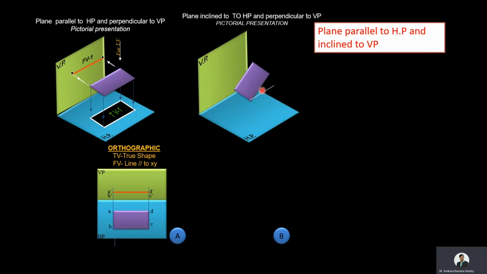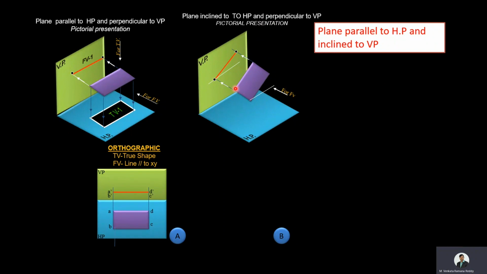That is, this plane is making an angle theta degrees to the HP. Then from four corners, say A, B, C, D, draw projectors towards the vertical plane. With that you will get front view on vertical plane. Because it is perpendicular to the vertical plane, that's why in front view we got image of the plane as line.